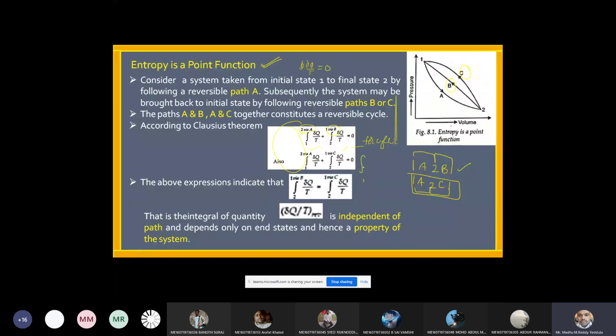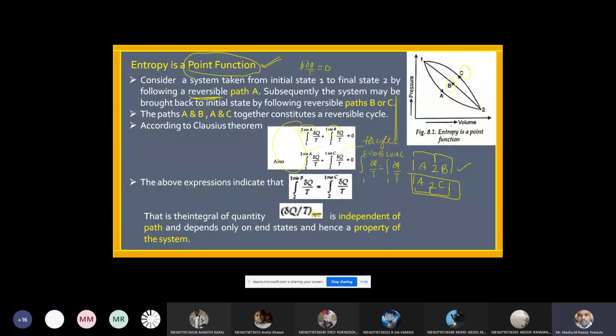Therefore what can I write? The integral from 1 to 2 via B of dQ/T is equal to the integral from 1 to 2 via C of dQ/T. Whether it follows 2B1 or 2C1, it remains constant, meaning it is independent of the path followed. It depends only on the end states. Therefore entropy is a point function, and therefore it is a property of the system. The integral quantity dQ/T is for a reversible process; I am assuming the paths are all reversible.